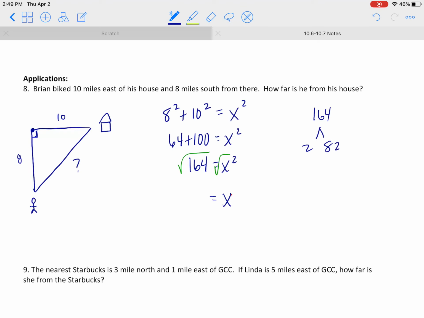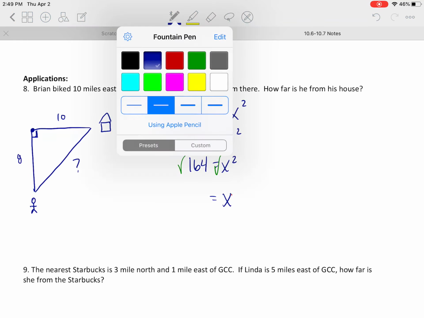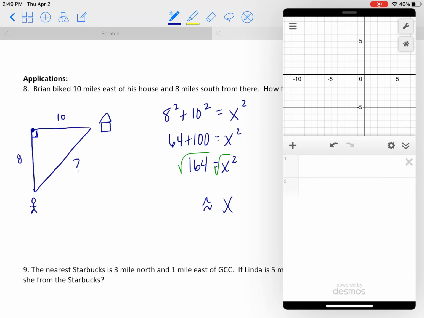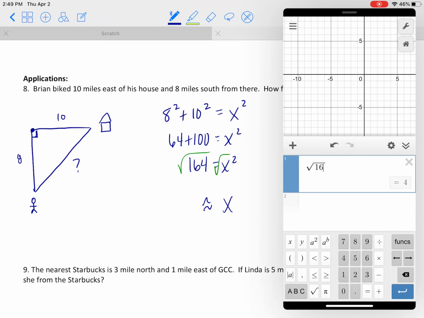Now, if this didn't have context, I would say break that down. But even if we broke it down, let's see. If we were to break down 164, 2 goes in 82 times, and then 2 goes into that 41 times. We're not going to say that Brian is 2 radical 41 miles from his house. It just doesn't make sense to speak in radical. So even though that radical can be simplified, this is where the decimal approximation is going to be a better answer.